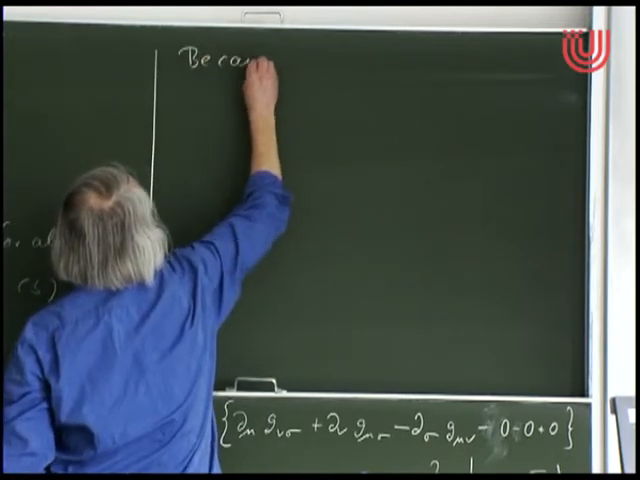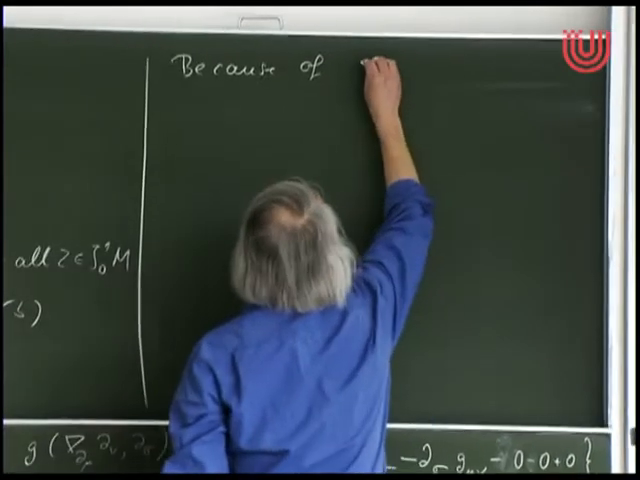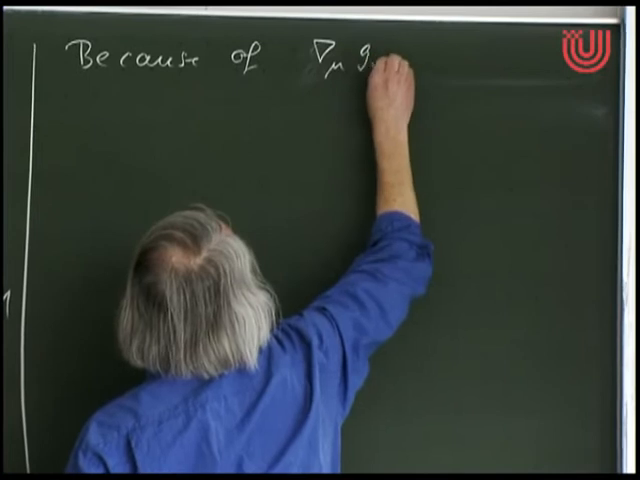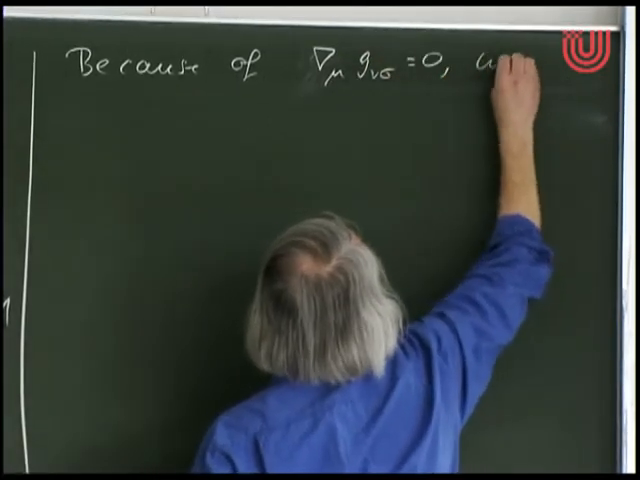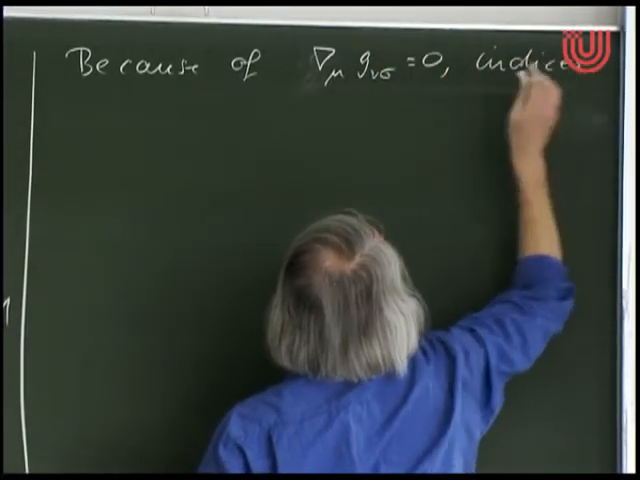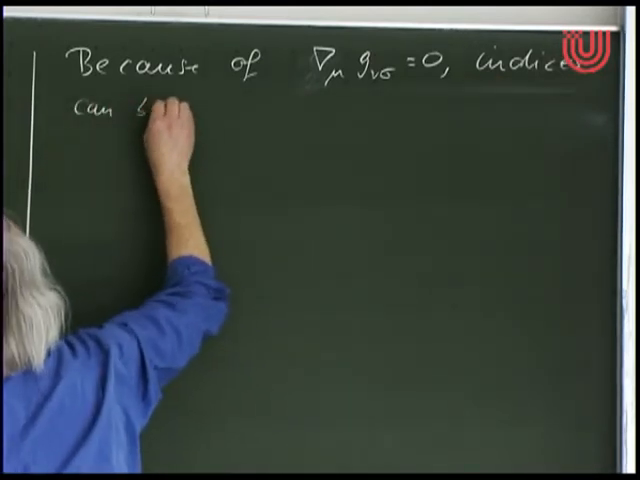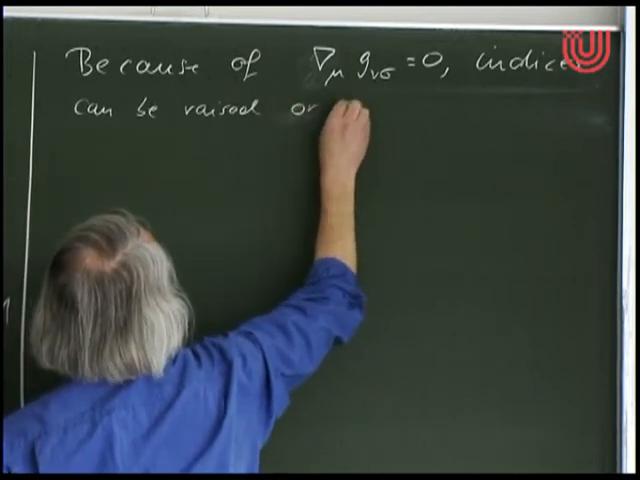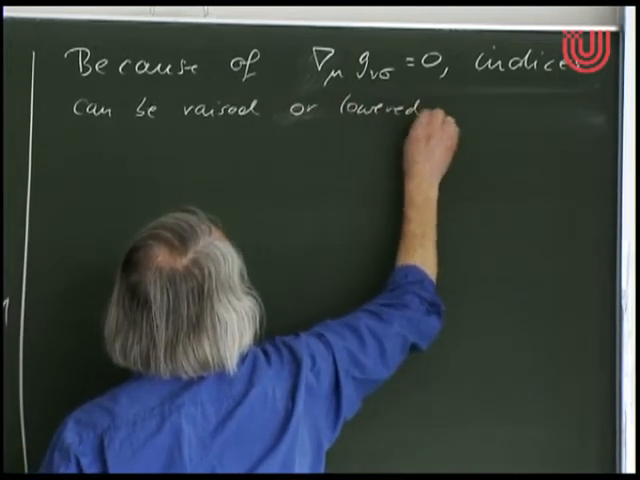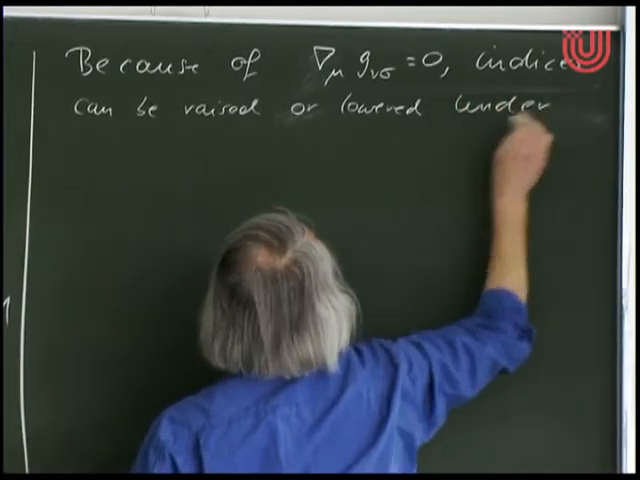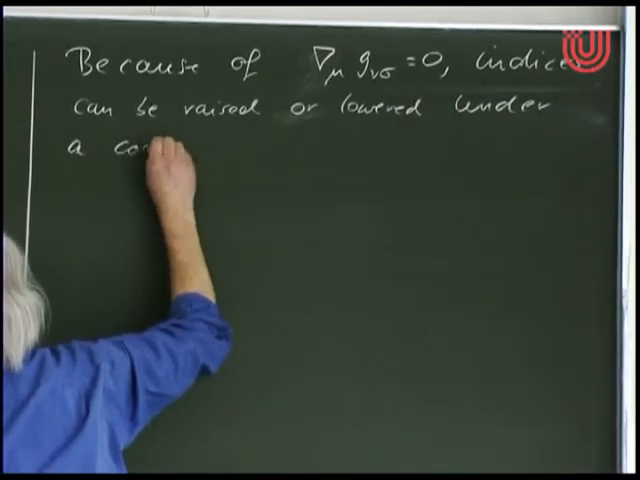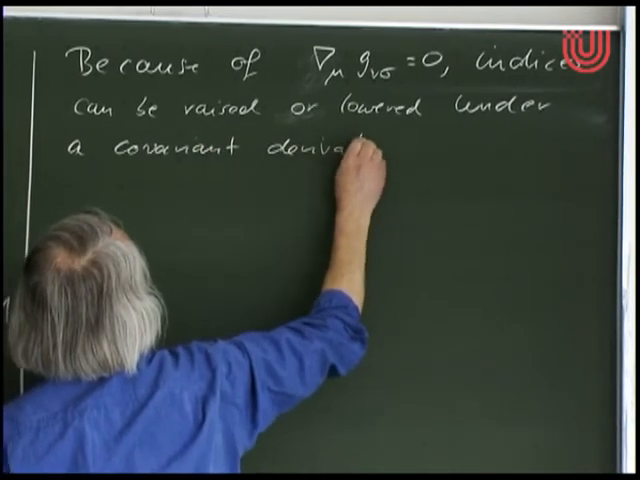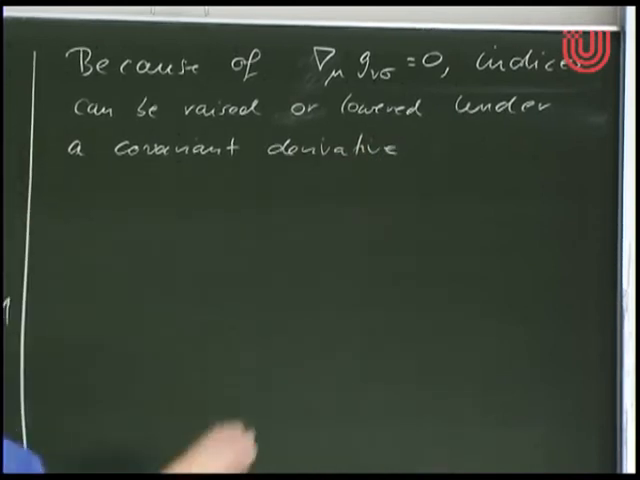So because of this rule, indices can be raised or lowered under a covariant derivative. So let's do a little example.